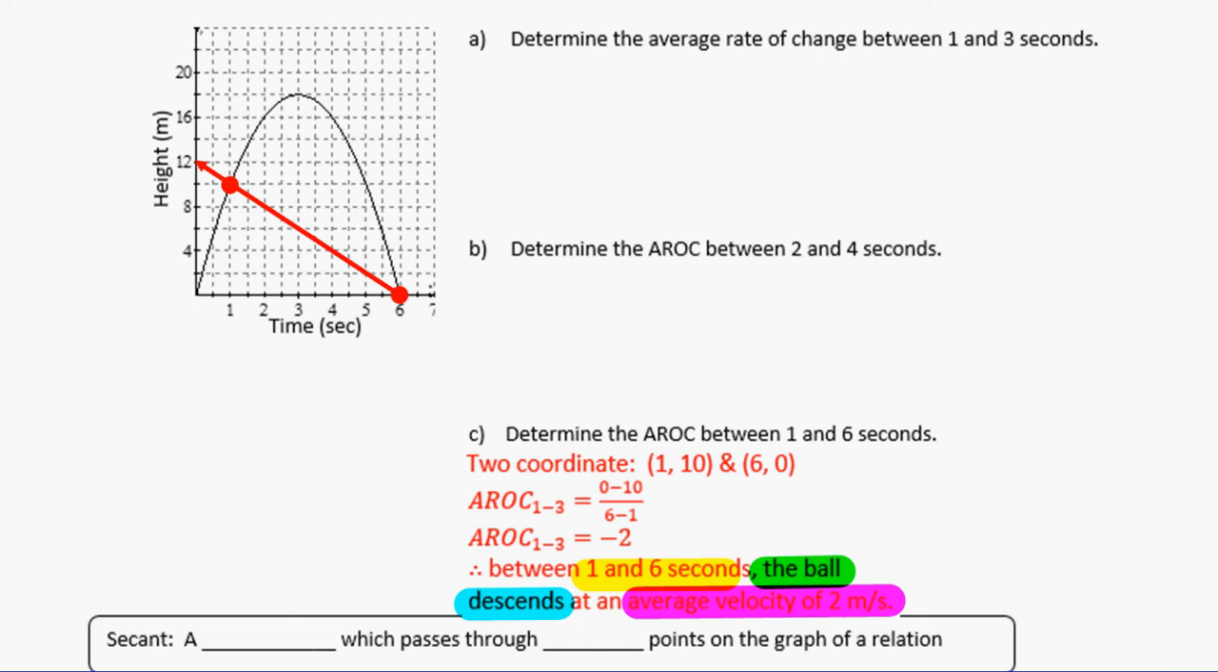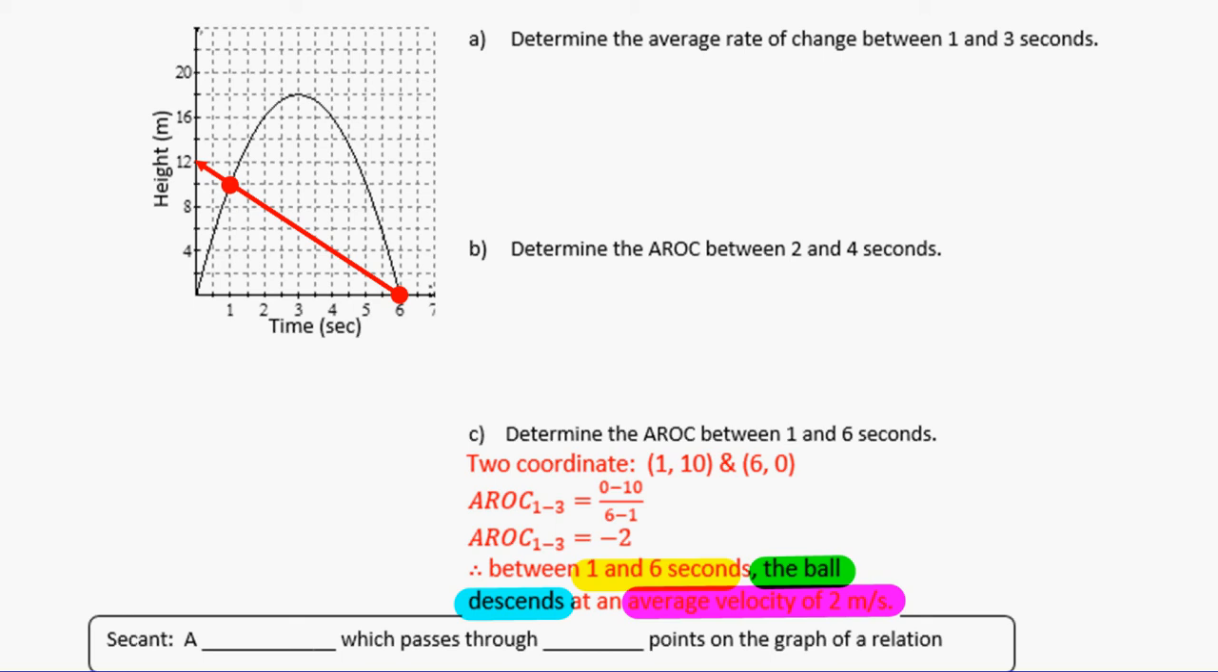Please note a few things here. Descends, not ascending, not going up, but going down. Now, if you want to say going down instead of descends, that's absolutely fine. And notice how my average velocity is not negative here. It's positive. It will always be positive. The direction is telling me whether it's going up or down, whether it's positive or negative.